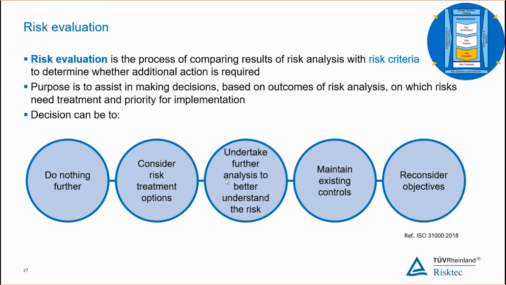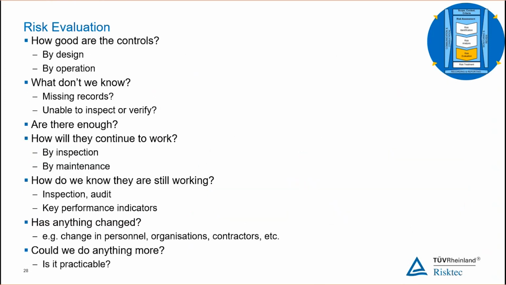As I mentioned in the previous slide, possibly undertaking other analysis to better understand the way that we are managing our risks. Do we need to do further things to better manage our risks at that point? So basically, we're now looking at how good are our controls. This is our scenario. These are our preventative and mitigative controls. How good are they going to do? Are they going to do what we expect them to do?